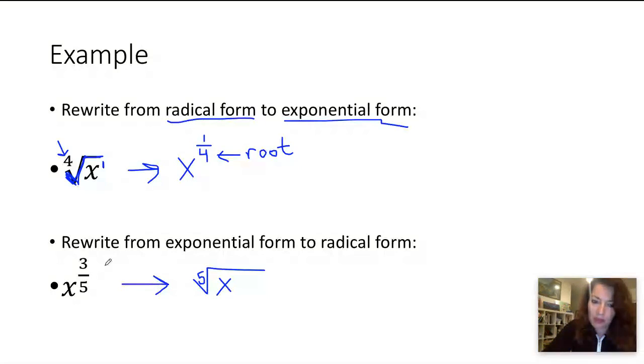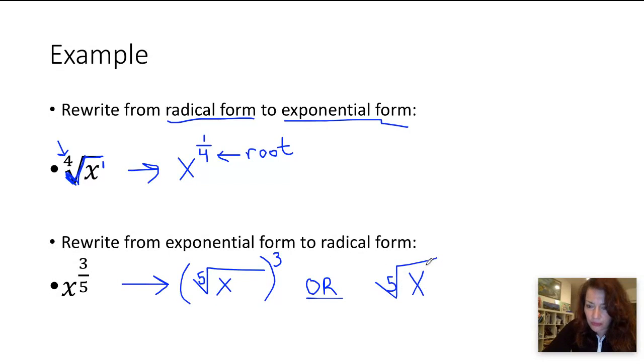And if you remember, we can write this in two ways. One way is this means take the fifth root of x and then cube it, okay? Or you can write this as, take the fifth root of x, but first you're going to cube the x. So this means cube the x first, take the fifth root of that. The order in which you do it doesn't really matter. You will end up with the same answer.